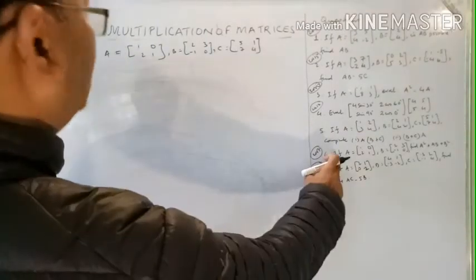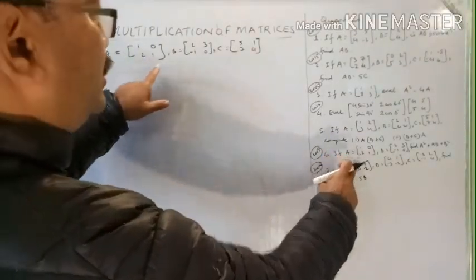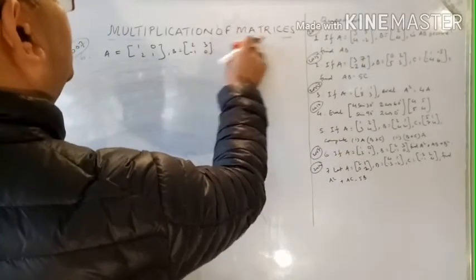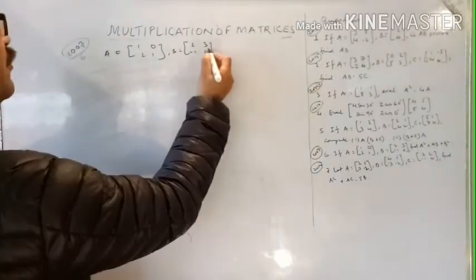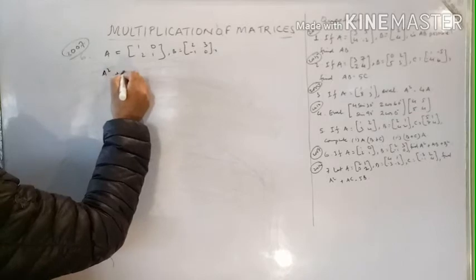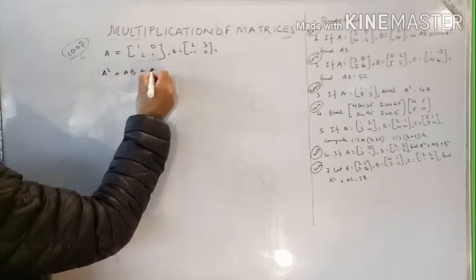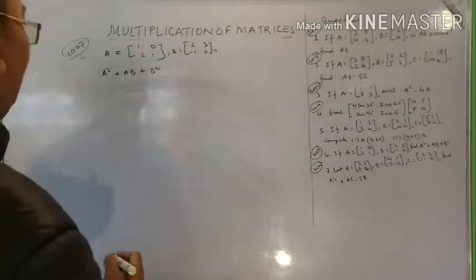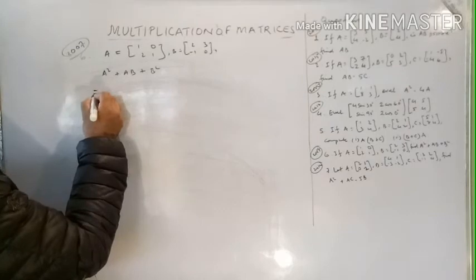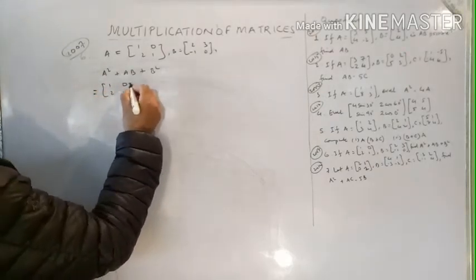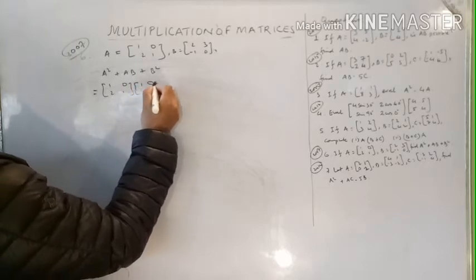I copied the question. Number 6, A is 1, 0, 2, 1, B is 2, 3, minus 1, 0. Okay, so C is not given in this case. So now we have to find the value of A square plus AB plus B square. So A and B given, so we have to evaluate this one. So how to find A square? You already know. You have to write twice, 1, 0, 2, 1 into 1, 0, 2, 1.